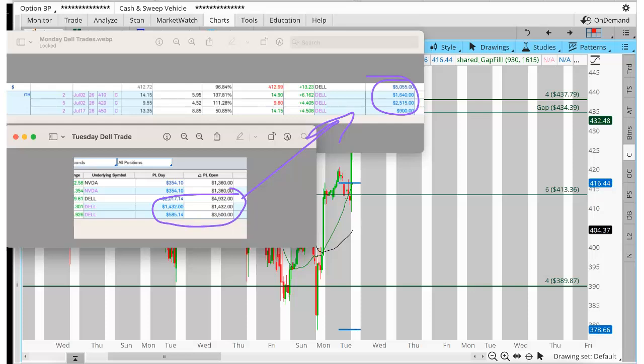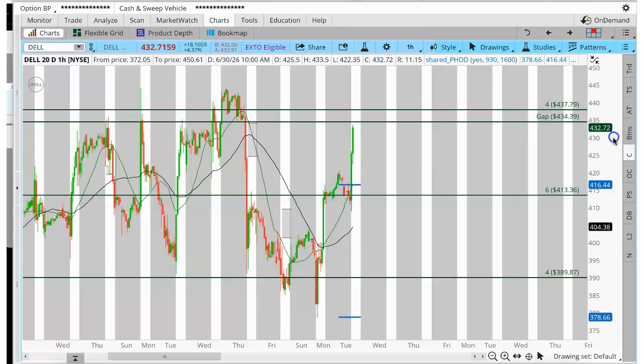Disregard the NVIDIA trade, but this was a position, and we'll break down, again, what an ODR is and how you can use it in your own personal trading. Okay, so let's kick this thing off.